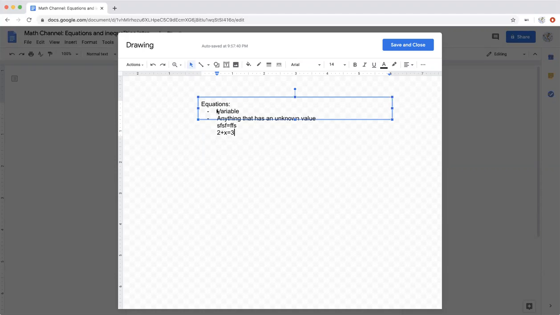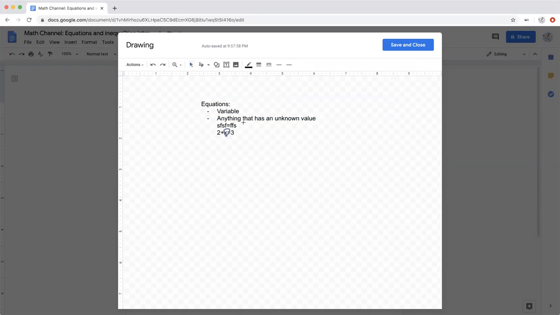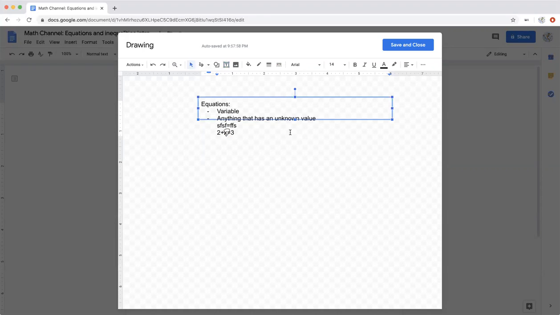After looking at this problem, what do you think the variable would be? Well, it would be x, because as I mentioned earlier, a variable is anything that has an unknown value. And the equation, well, it's right here. This is the equation, as there's an equal sign in the middle. And in my future videos, I'll explain what an inequality is, but an inequality has a greater than or less than sign. An equation will always have an equal sign. So now let's see how to solve this problem.